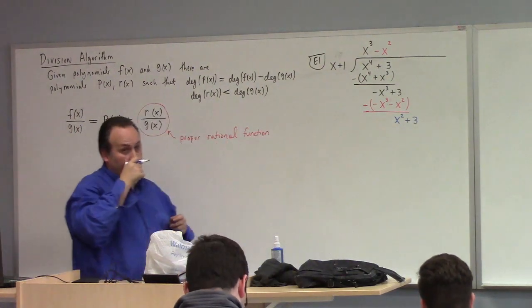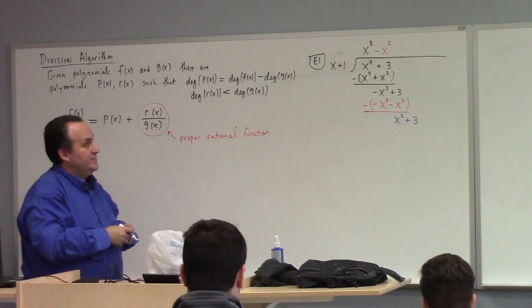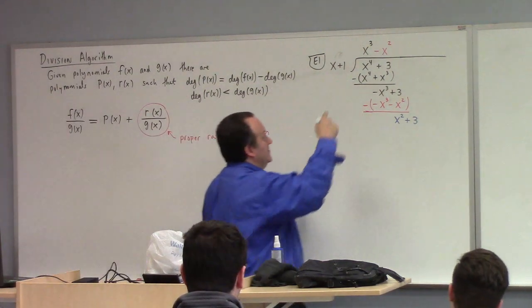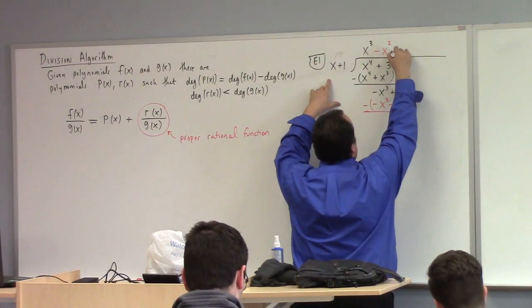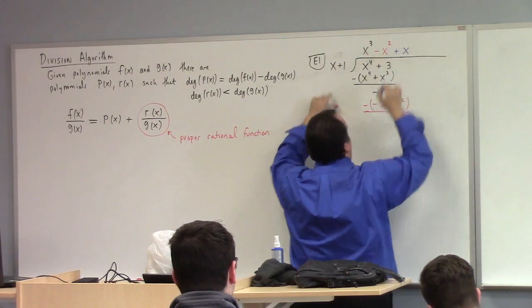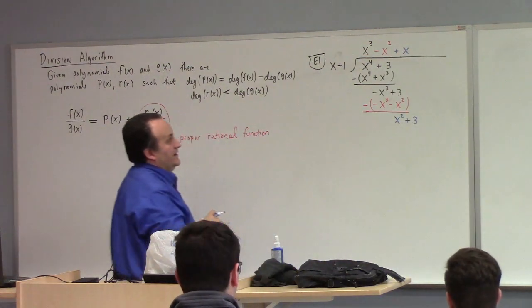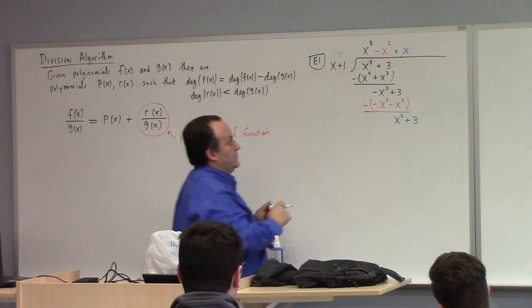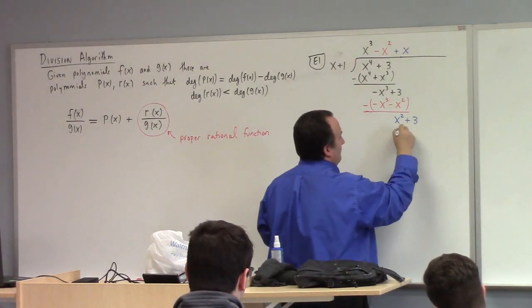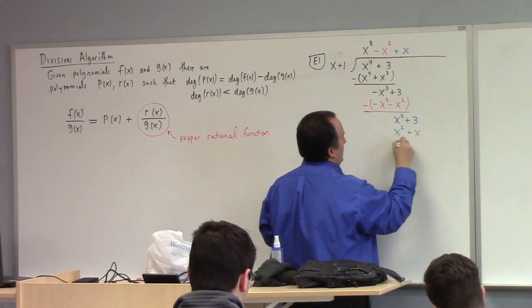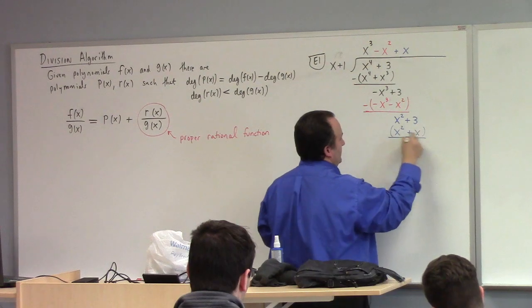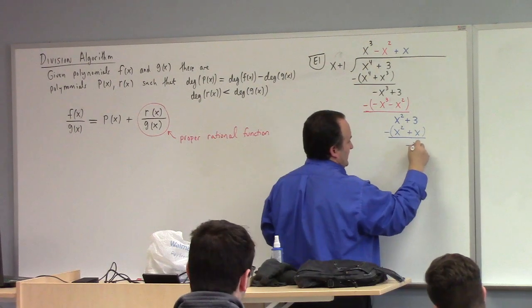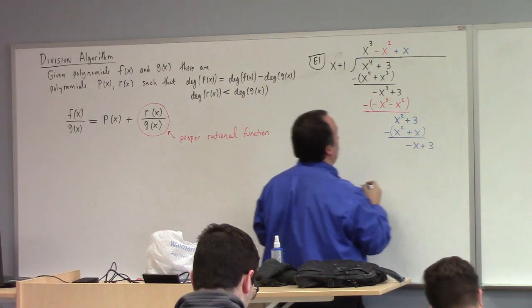Now how do I want to get rid of x squared? So I need to do what? Plus x up here. All right. Now x times x plus 1 is x squared plus x. So I subtract, and I get minus x plus 3, right?